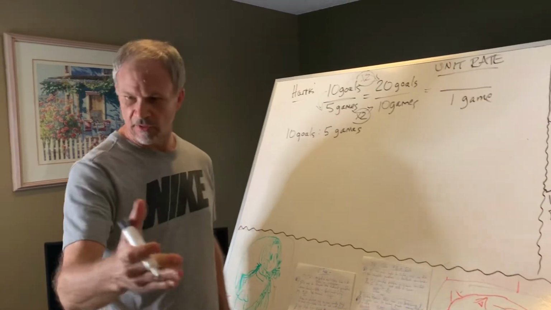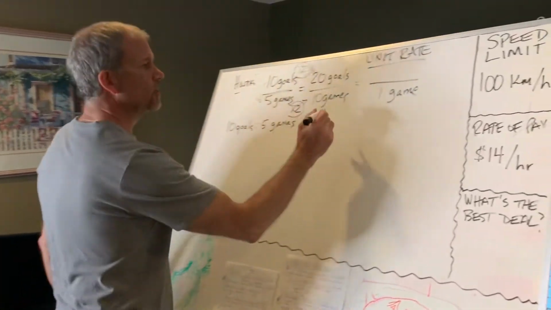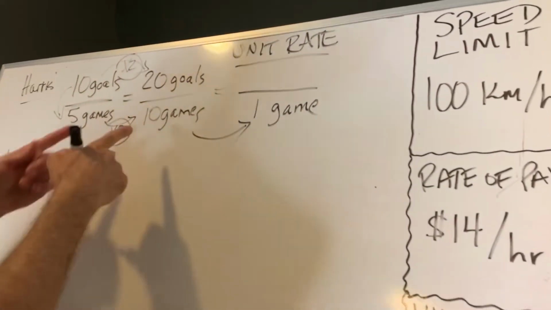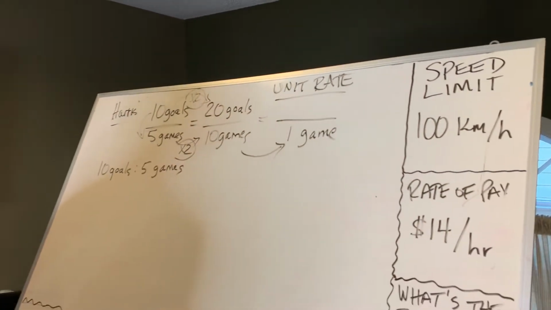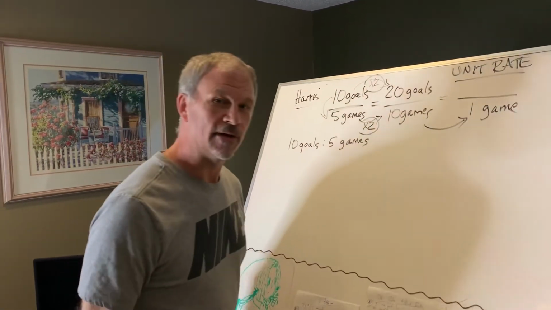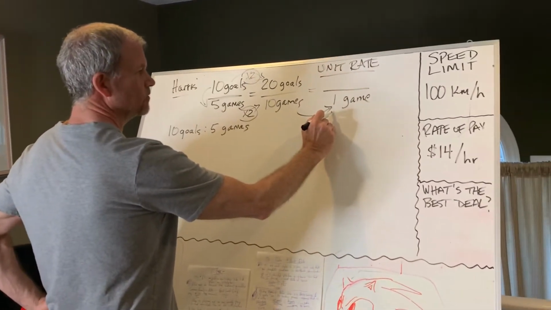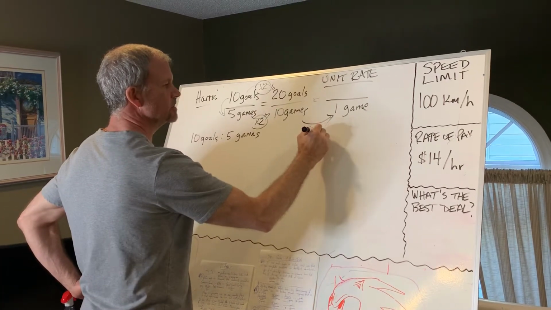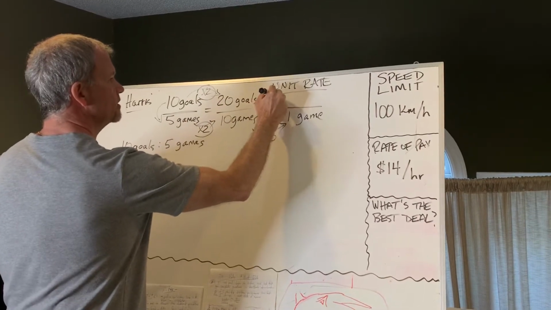So it's easier. Okay, so now in going from either 5 to 1 or 10 to 1, it really doesn't matter. I want to know how good of a hockey player is Harris? Well, Harris, to get to one game, what are we doing? Dividing by 10. So divide this by 10.